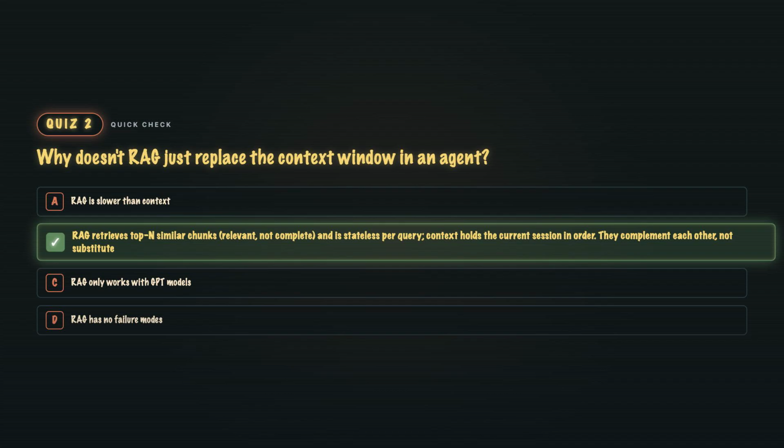B. Relevance is not the same as completeness. RAG can miss the one crucial detail its embedding did not score as similar, and RAG has no memory of what the current session has already discussed. Context has that. Real coding agents use both. RAG brings in the right stuff. Context holds the working material.